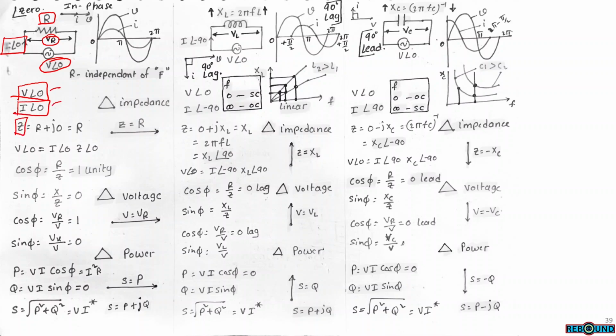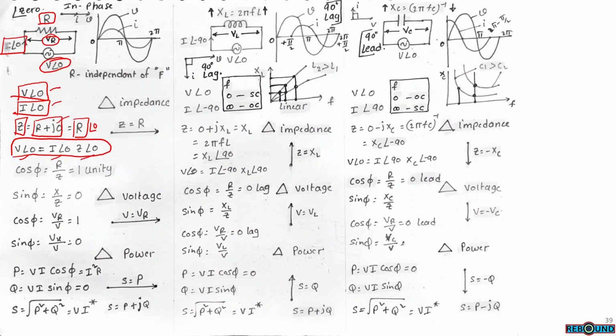Z is the total impedance, R plus jX. Here the X term is 0. So this is a totally resistive network, R at an angle 0. So V equals I into Z. V at an angle 0, I at an angle 0, Z at an angle 0.